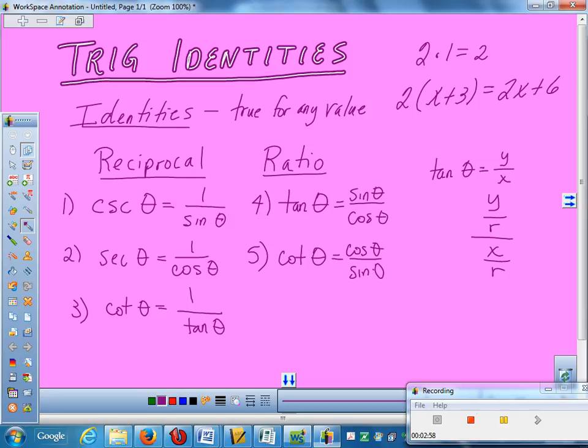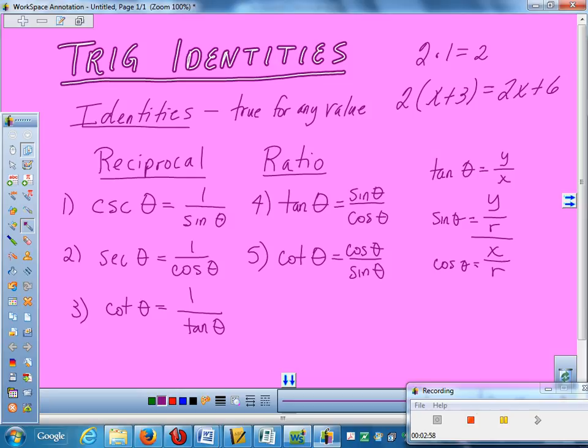Well, I went, sine is Y over R, cosine is X over R, and so then when you flip it over, the R's would cancel and you'd be left with Y over X. So it would work. So those two are very handy.